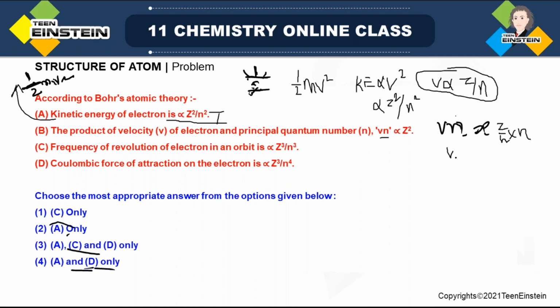That means V into n, this product is directly proportional to Z. It is not that it is proportional to Z square. So this statement is not correct. That is, the second statement is not correct. Okay, come to the third one. Frequency of revolution of electron in an orbit is Z cube divided by n cube.